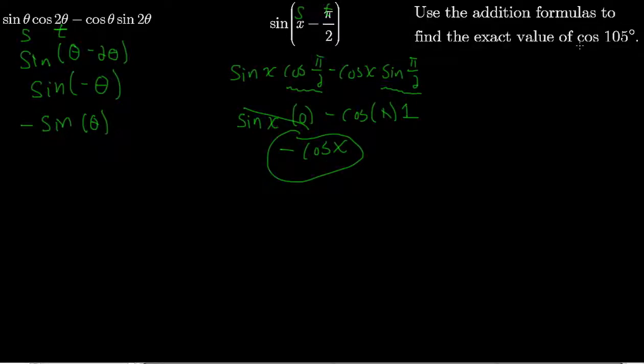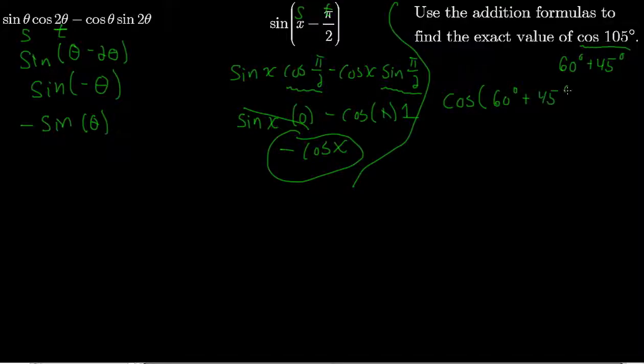The last one will demonstrate the real power of the addition formulas. 105 degrees is not a location on the unit circle where we have the ordered pair memorized. But since 105 can be rewritten as 60 degrees plus 45 degrees, and since 60 degrees and 45 degrees are both known locations on a unit circle, we can use the cosine addition formula to simplify the cosine of 105 degrees. So my method is going to be, I need the cosine of 60 degrees plus 45 degrees.